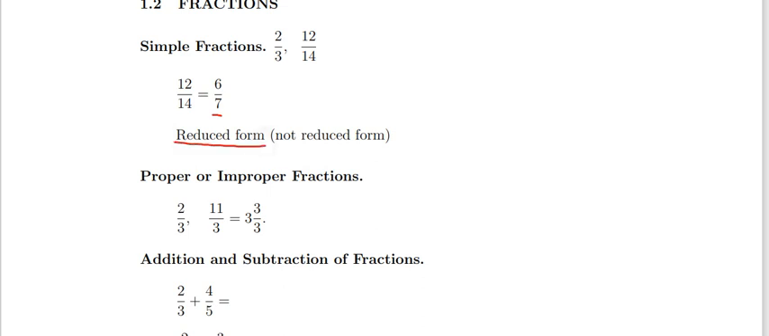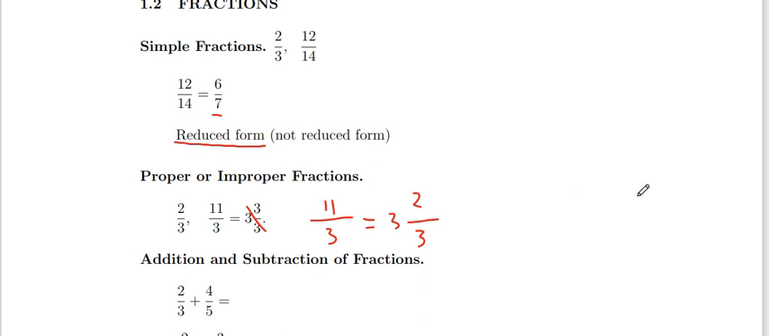For fractions, we have proper or improper fractions. Like 2 over 3, this is proper. 11 over 3 we call improper, since the numerator is larger than the denominator. 11 over 3 can be written as 3, oh, this should be 2, right? 11 over 3 equals 3 and 2 over 3.